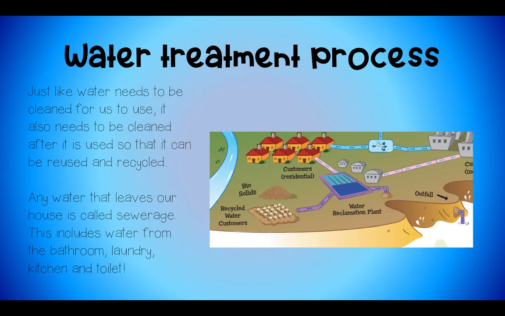Once we use water, it doesn't just disappear. We don't have any more water on Earth. We can't create any more water, so we need to come up with ways of reusing the water that we have on our Earth already so that it can be continued to be used. Any water that leaves our house is called sewerage. This includes water from the bathroom, the laundry, kitchen, and even the toilet that goes down our drains.